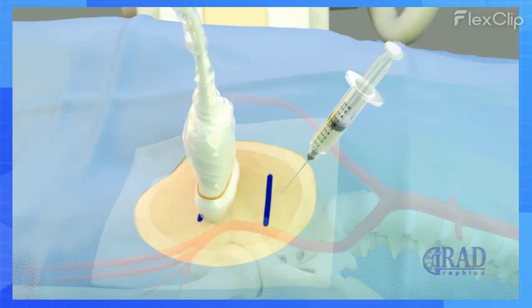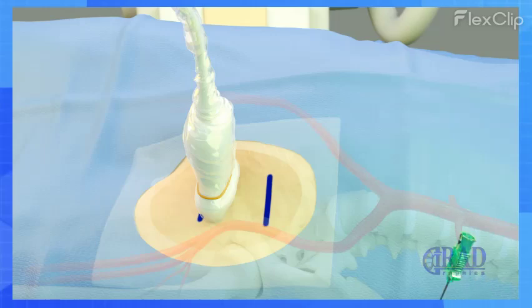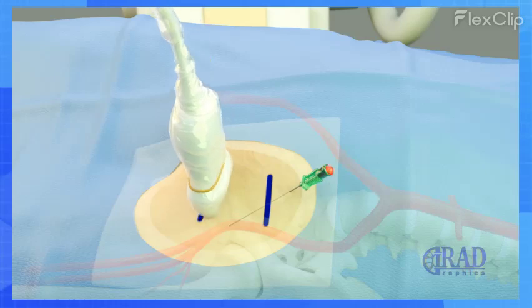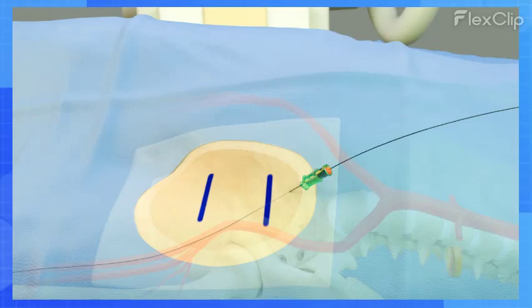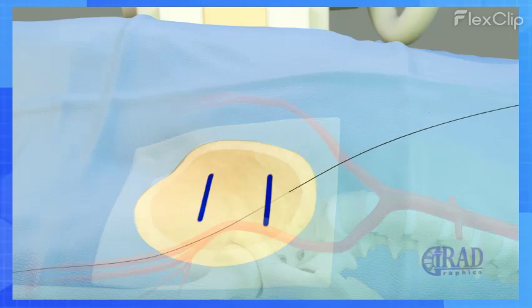Next, the ipsilateral common femoral artery is accessed under ultrasound guidance using a micropuncture needle, directed toward the target artery affected by atherosclerotic disease, which causes symptomatic narrowing and disrupted blood flow. Upon noting blood return, a microwire is advanced through the needle into the superficial femoral artery. The needle is then exchanged for a transitional sheath, which is advanced over the microwire.